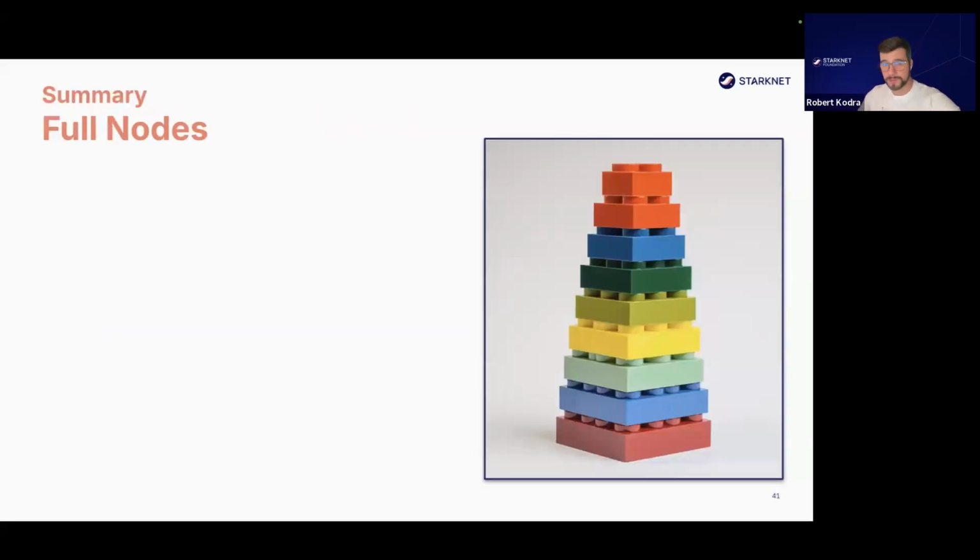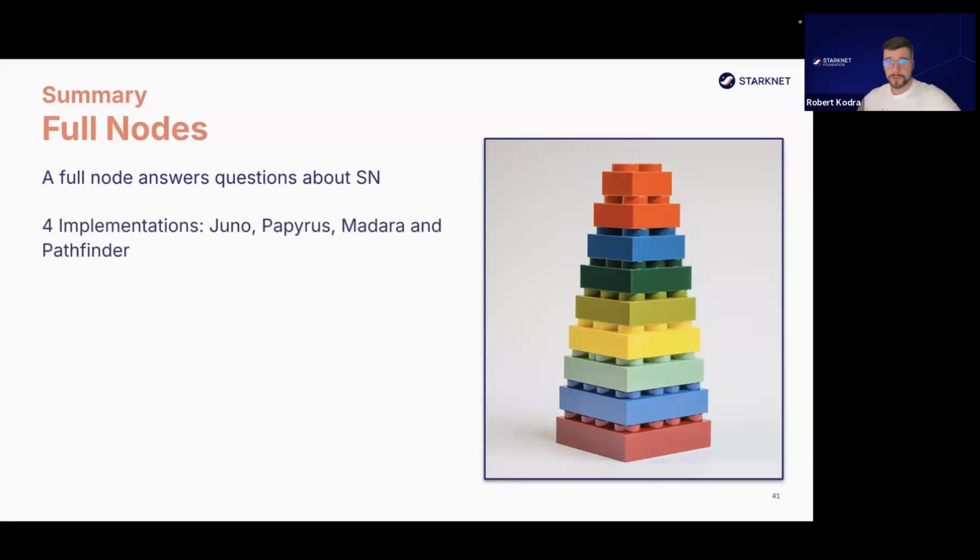Okay, just to summarize the full nodes quickly. A full node answers questions about the Starknet network and the Starknet state. It basically allows you to query all the data of the Starknet blockchain. There are 4 implementations of full nodes: Juno, Papyrus, Madara, and Pathfinder.